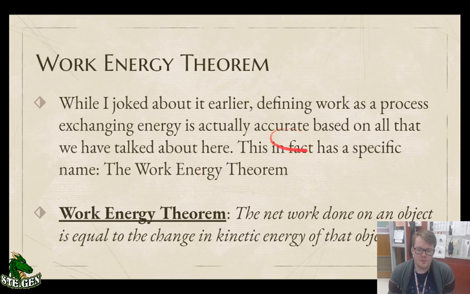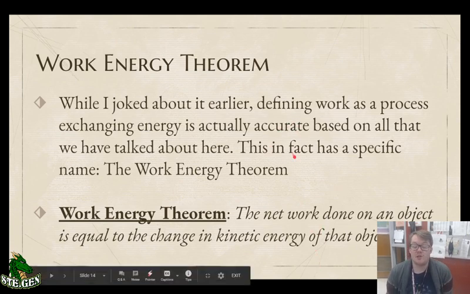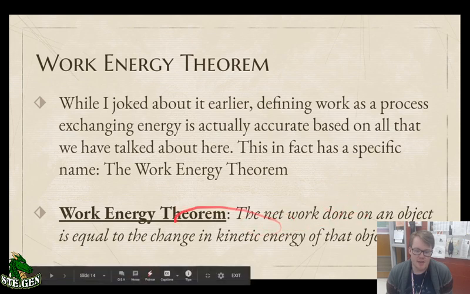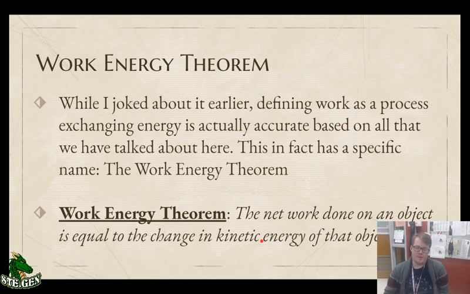And so that actually has a specific name that we can use, which is called the work energy theorem. And that is that the net work done on an object will be equal to the change in kinetic energy of that object. So if I know that I put this much work into that rocket, I also therefore know how much kinetic energy or how much energy that object has. So we would say that W net work equals the change, delta KE, kinetic energy. But we're going to talk about kinetic energy in a little bit, so don't freak out about that.